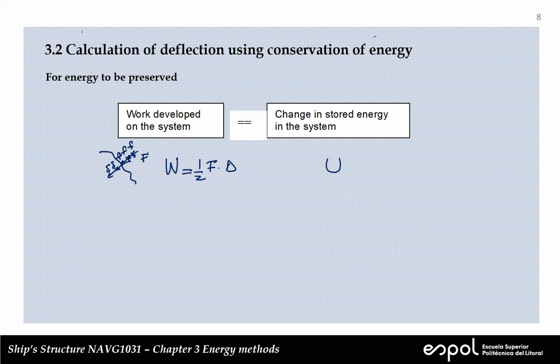Now, in the place where we have this force, which is applied, the work developed by this force is equal to 1/2 F delta, and delta finally is the displacement that I want to calculate. So after we make these two equal, as you can see here, then we're going to be able to calculate delta.